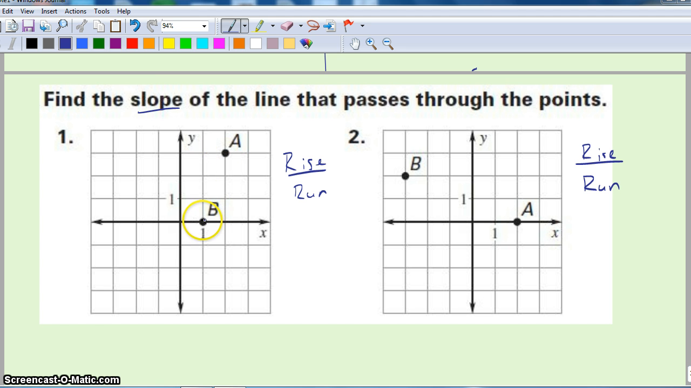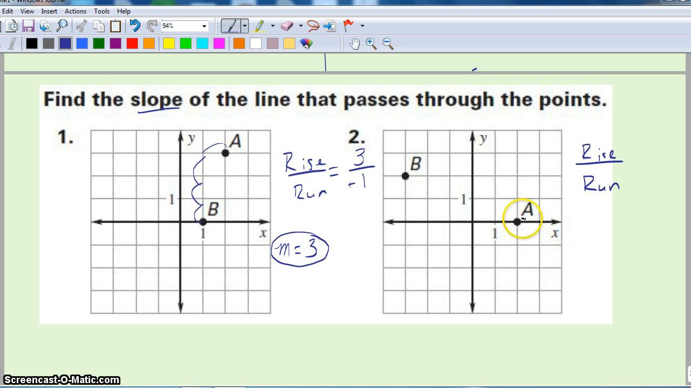So you're here and you have to rise 1, 2, 3. So my rise is 3 divided by my run. So I'm right here. I need to go 1 to the right. That is my run. And since I went to the right, this is a positive 1. What is 3 divided by 1? 3. So my slope for number 1 is 3.